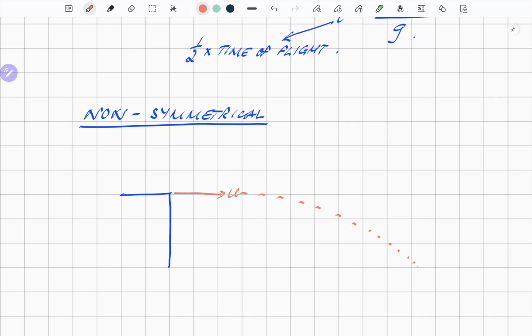So in other words, its initial vertical velocity equals 0. But it's going to accelerate. Acceleration is going to be g downwards. So even though initially the vertical velocity is 0, it's going to start accelerating.